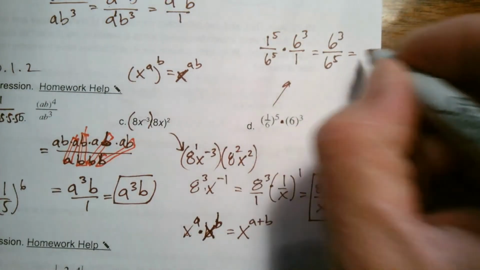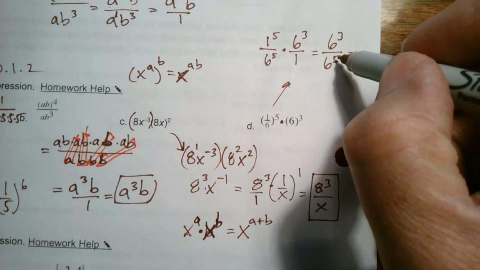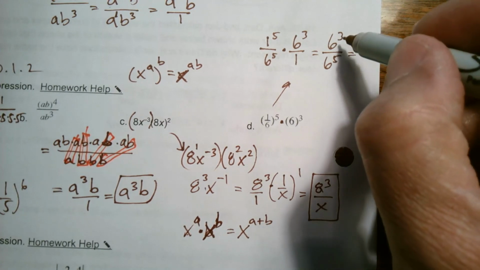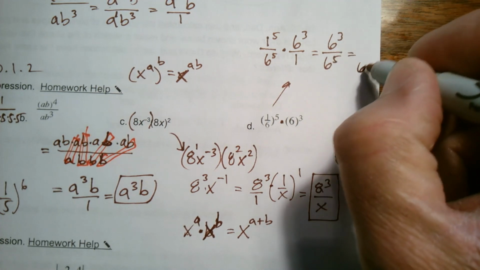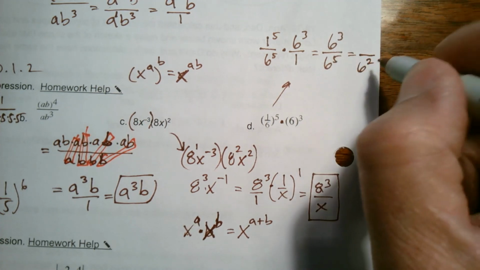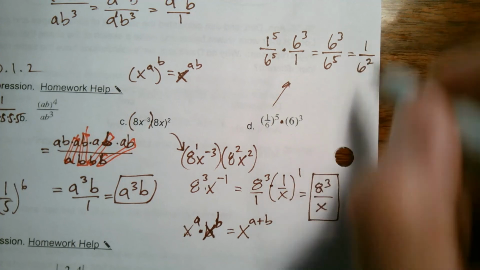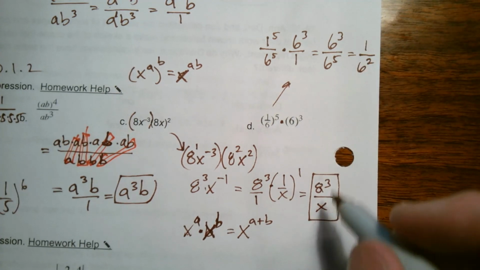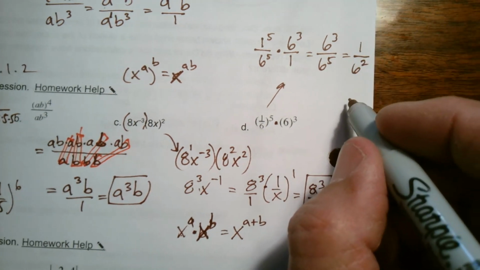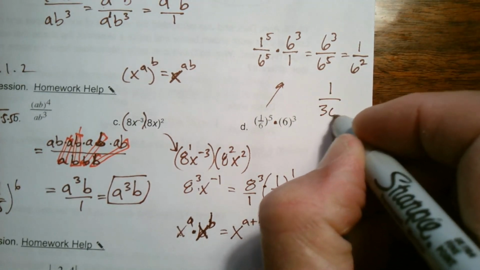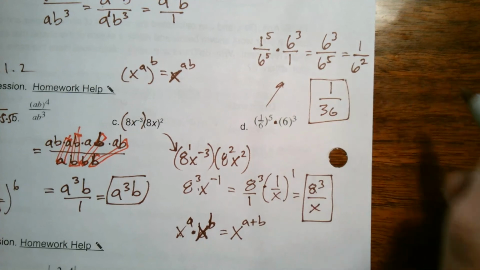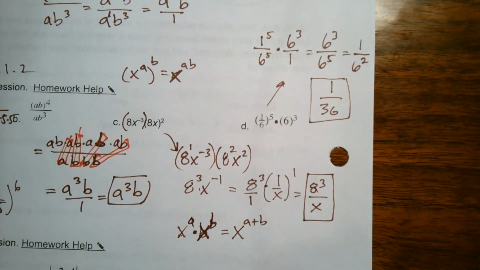So if I divide like bases, I'm going to subtract this way, though. I'm going to say 5 minus 3, and I get 2. But where are there more 6s? There's more 6s in the denominator, so that 6 to the second goes to the bottom, and what's still left up is a 1 on top. So final answer could be 1 over 6 squared, or 6 squared is 36, so I can multiply that out. Either way you look at it. Okay? There we go.